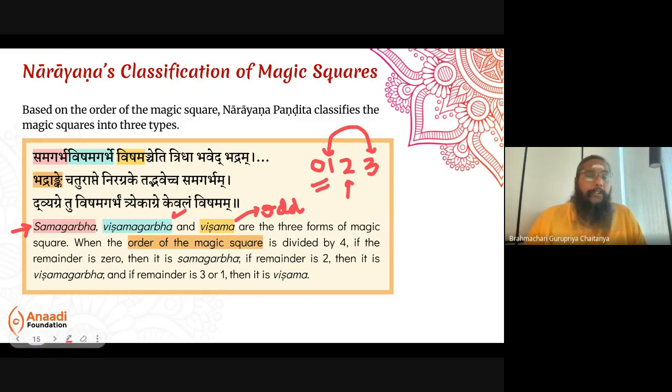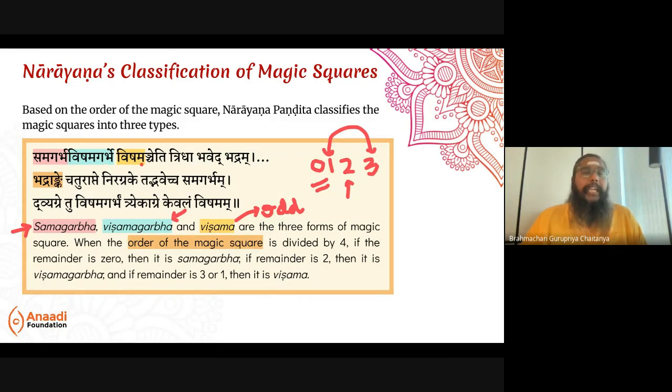Another translation for this is Samagarbha means evenly even. That is twice you can divide by 2. Vishamagarbha means evenly odd. That number is divisible by 2 only once. For example, 6 when you divide it by 2, you will get 3. After that, it will become an odd number. So that's called evenly odd. Samagarbha is called evenly even. Vishamagarbha is called evenly odd and Vishama is called odd.